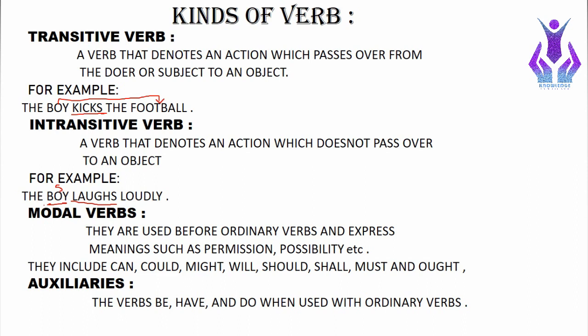Now auxiliaries: the verbs be, have, and do. When these three verbs are used with ordinary verbs, they become auxiliaries or auxiliary verbs, and we can use them with ordinary verbs.